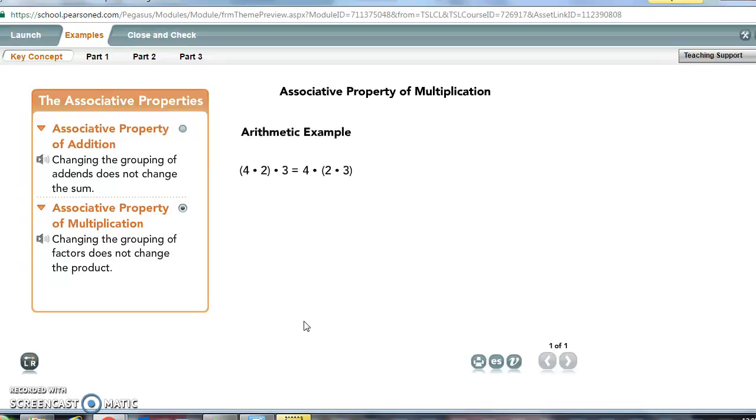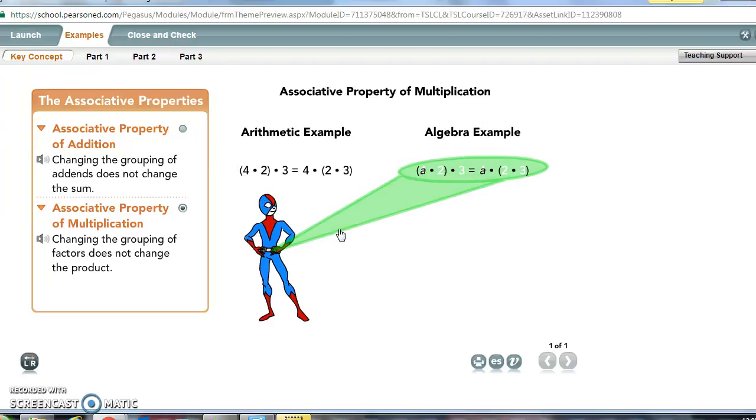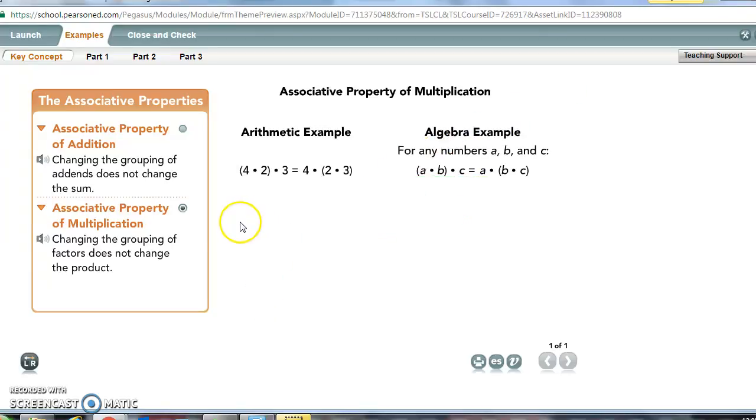In the arithmetic example, regrouping the order of the 4, 2, and 3 did not affect the product. Do you see how they move the parentheses? By substituting A, B, and C for the numbers 4, 2, and 3, you can state this algebraically. So changing the grouping of factors or addends does not change the product or the sum.